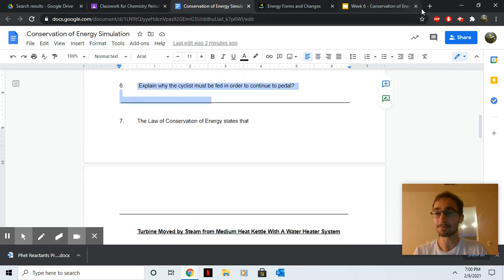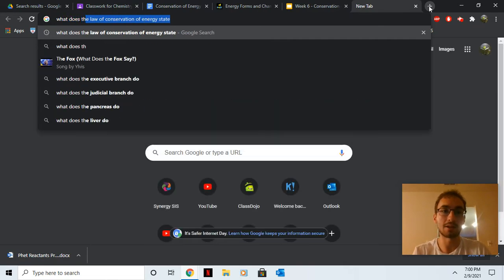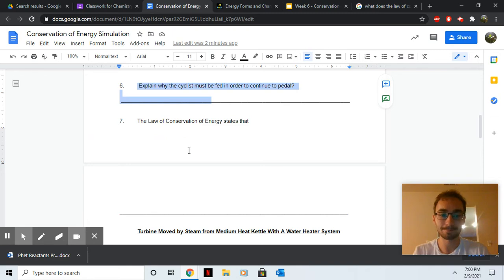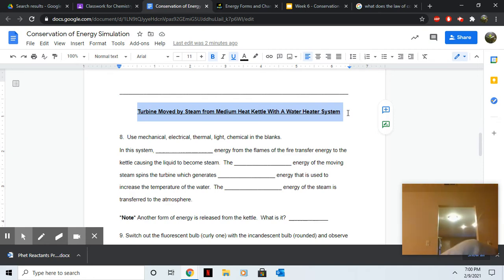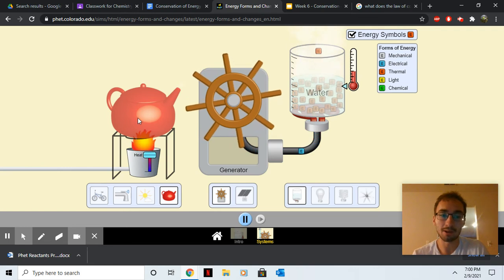Number 7, you can just look up, what does the law of conservation of energy state? And then 8, we have some fill in the blank. For number 8, turbine moved by steam from medium heat with a water heater. So when you're at number 8, change it to the water heater and put the heat all the way up. For this one, I'm just asking you to fill in the blank.